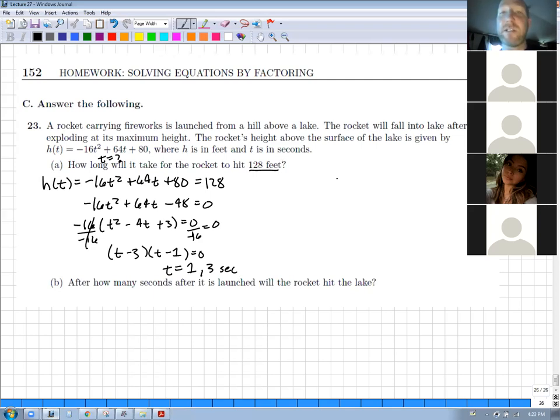They're asking when is it at 128 feet? Well, you can see if you plug 0 in for time, you get 80. So we're starting out at 80, and it does this. So here's our 128 feet. Happens at time 1 and time 3.